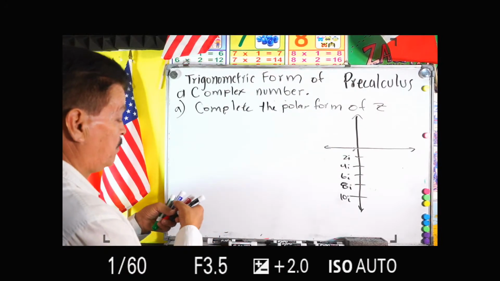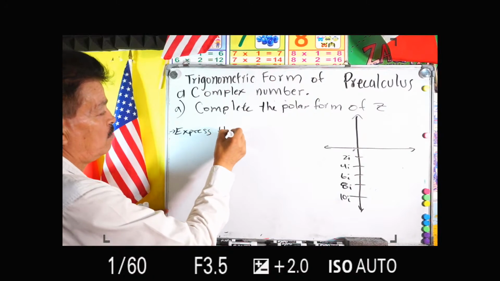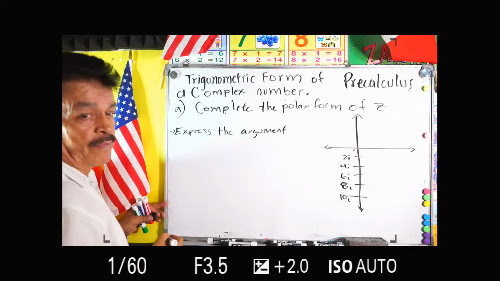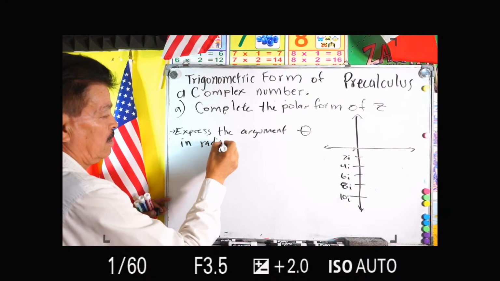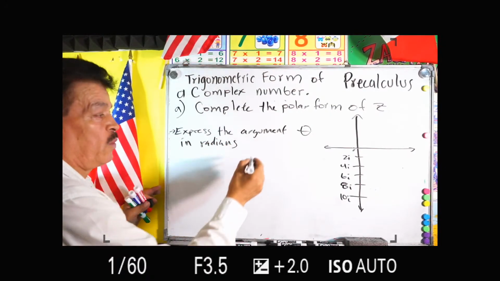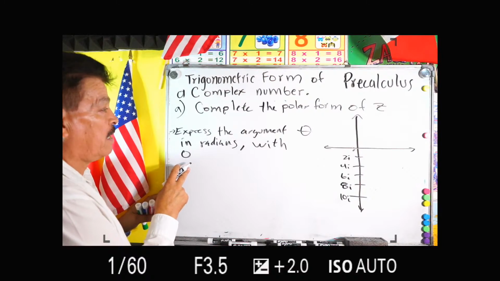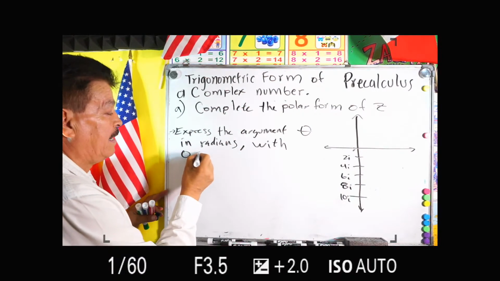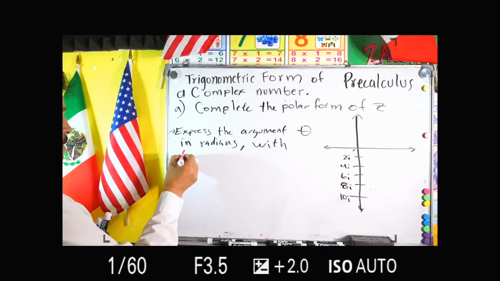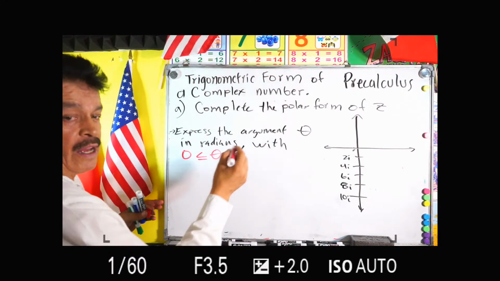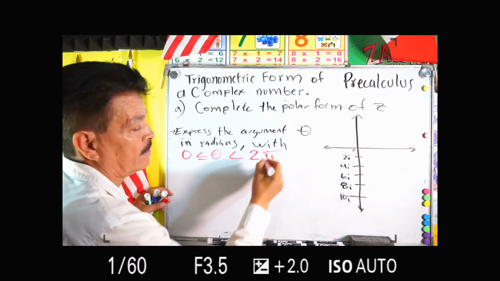Okay, so we have to express the argument here. Look at this, express the argument of the angle here in radians, with 0 less than or equal to the angle, and then less than 2 pi. I already wrote this before. Let me write it with a different color: 0 less than or equal to the angle, and then less than 2 pi.